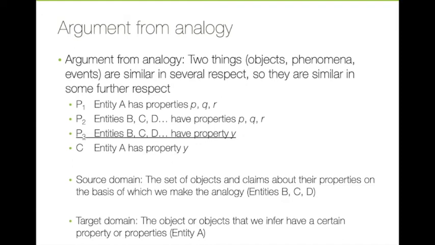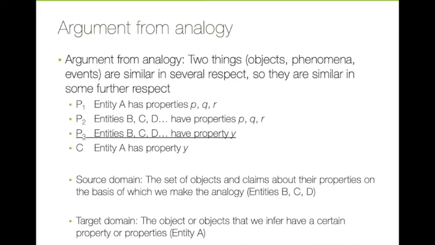We have terms for these two categories. There's the source domain, so those are the set of objects and claims about their properties that are the basis for the analogy. So in this example, that's B, C, and D. And then the target domain is the object or objects we're making an inference about. So we're trying to infer that they have a certain property. So in this case, that would be entity A.